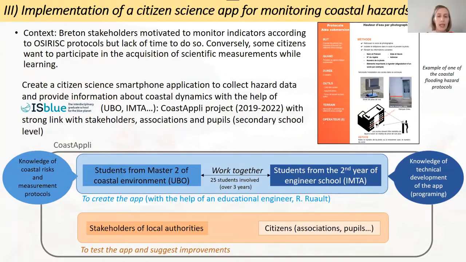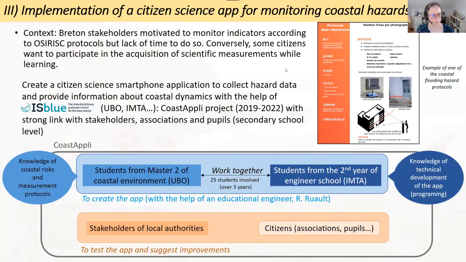So I proposed in 2019 to create a citizen science smartphone app to collect hazard data and provide information about coastal dynamics with the help of ISBLUE, the interdisciplinary graduate school for the blue planet. With ISBLUE's help, it's possible to have students from various backgrounds work together on common projects.